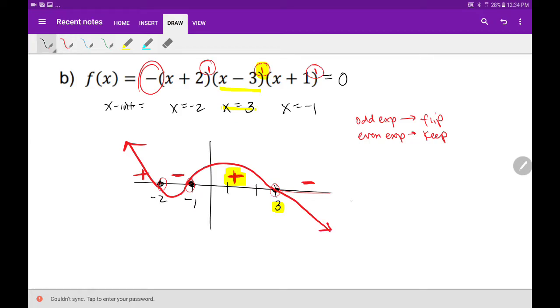So we're positive from negative infinity until negative 2. That's the leftmost. We're also positive between negative 1 and 3. We're negative between negative 2 and negative 1, and then also starting at 3 until positive infinity. That's our graph.